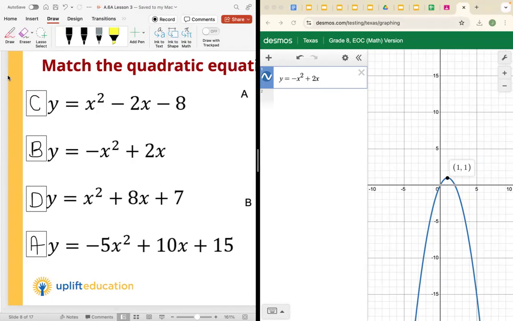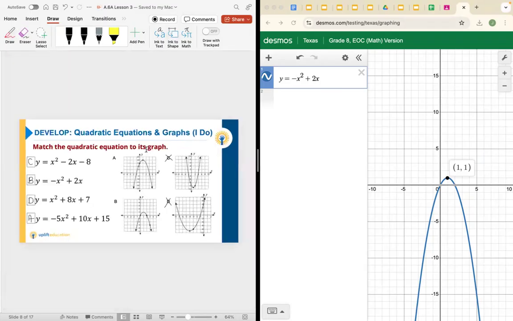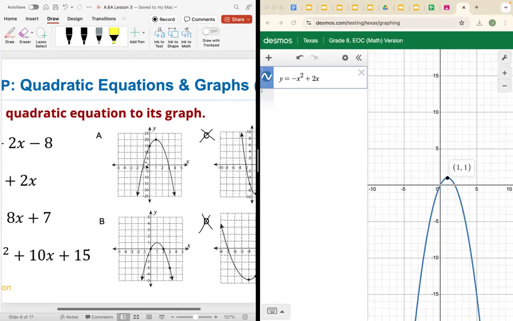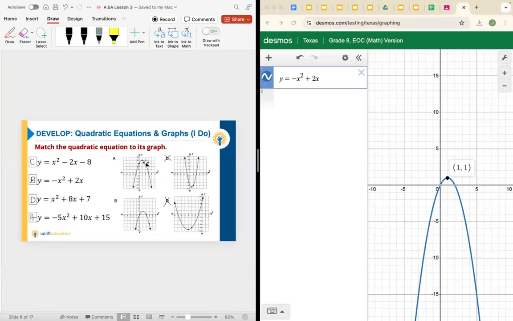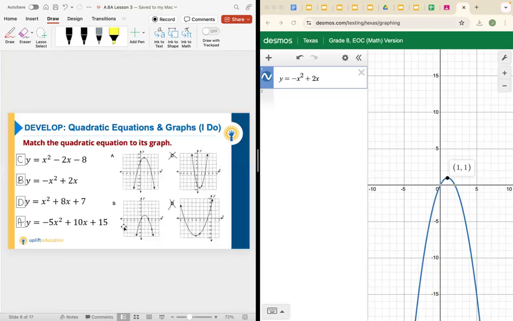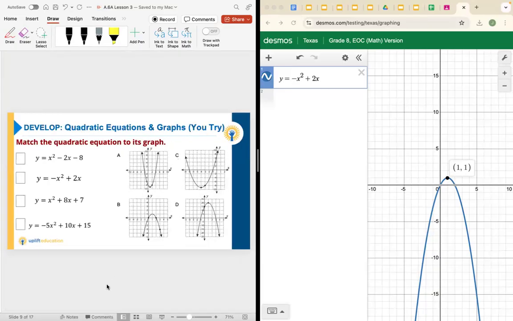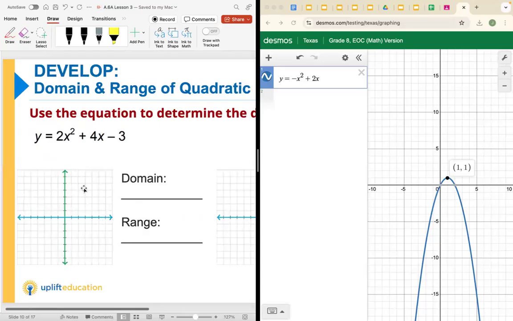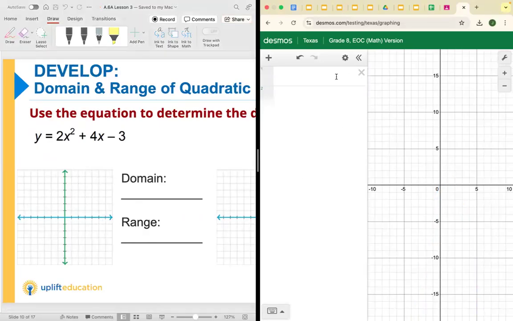Gotta love decimals. All right, so we have successfully matched each quadratic graph to its equation. All right, last example of the day. And it's pretty simple. We're going to talk about our domain and our range.